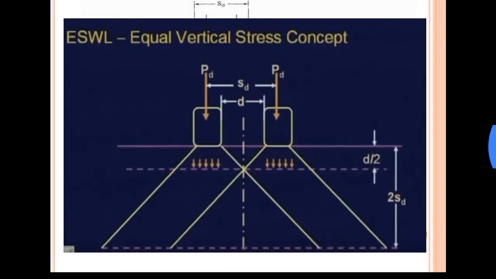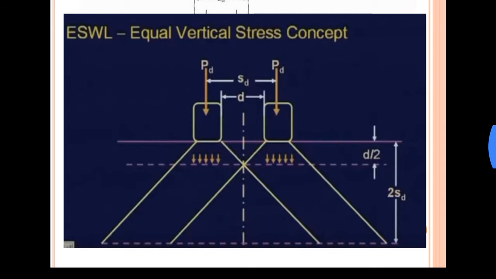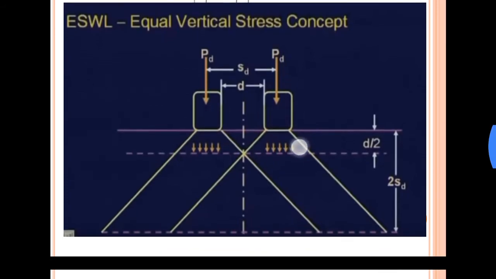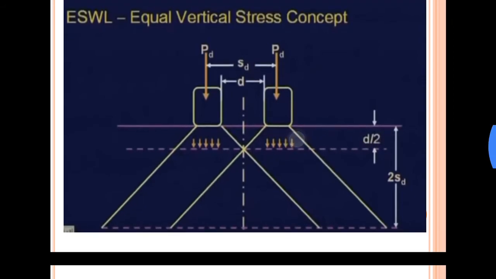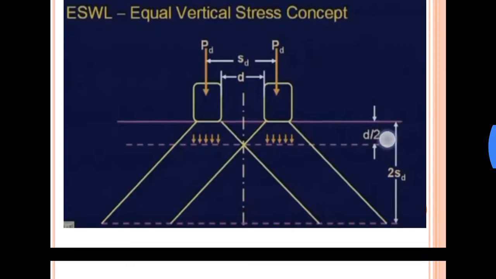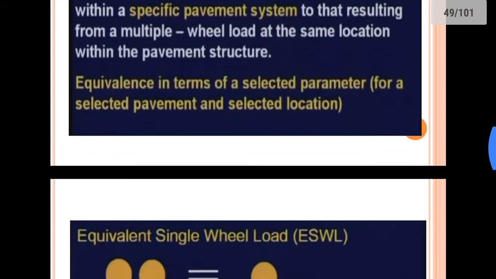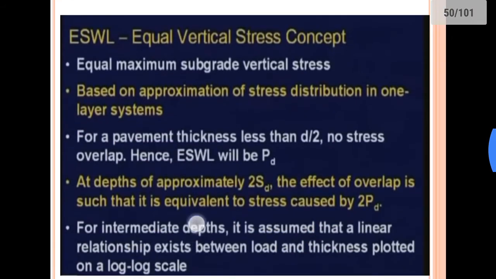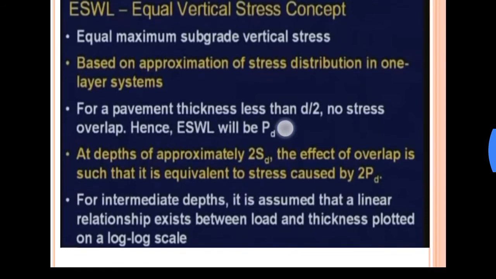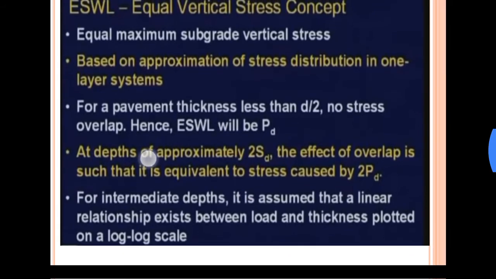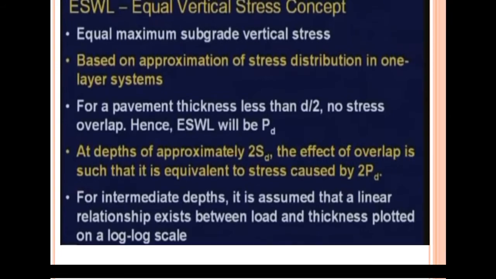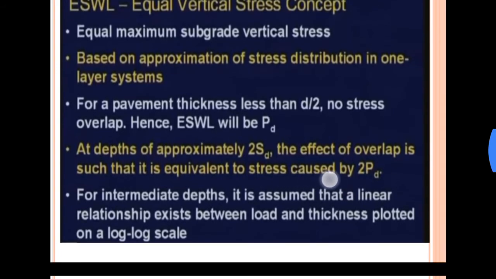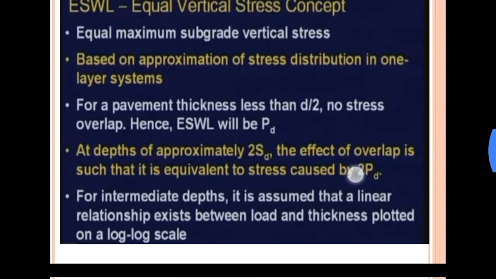the load that is being transferred from each of these wheels is not overlapping. This is separate and this is separate. And what is the load that is being applied up to d by 2? It is nothing but PD. This is what it says. And at depths of approximately 2 into s, the effect of overlap is such that it is equivalent to stress caused by 2p.